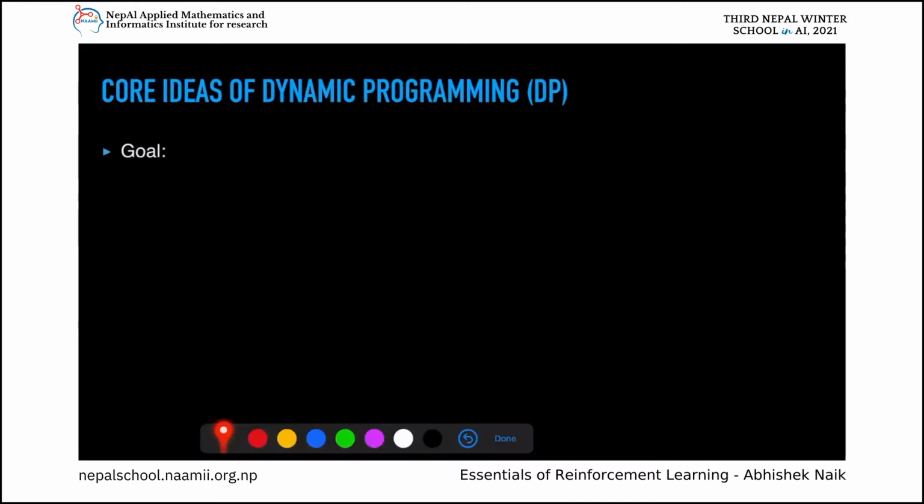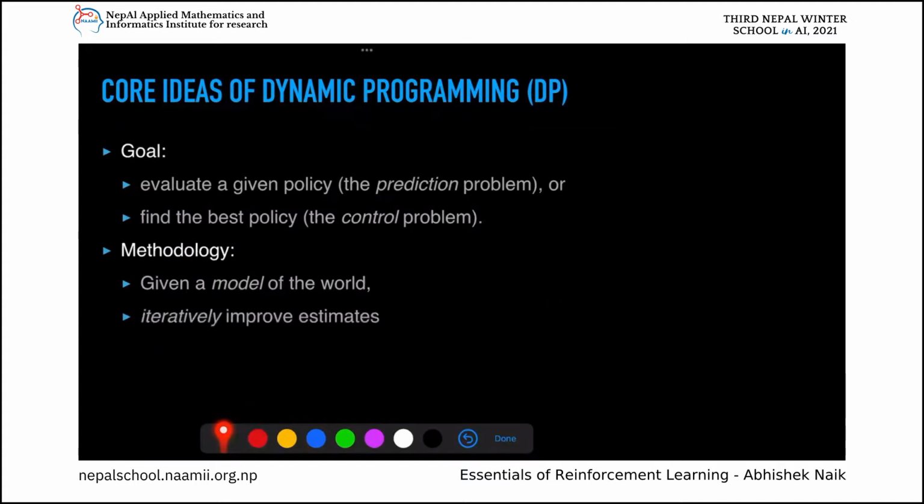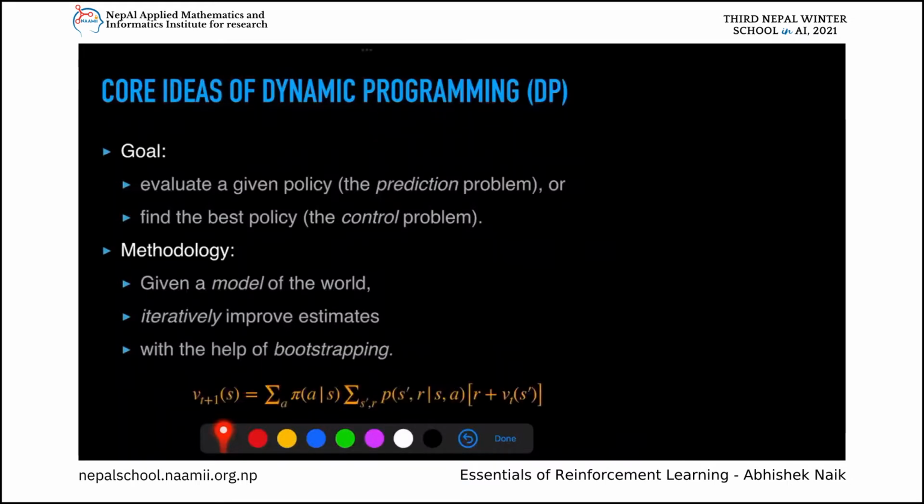Okay, so what did we look at so far? The goal was to evaluate a given policy, which John mentioned as the prediction problem, or find the best policy, which is the control problem, right? And the methodology that we used was given a model of the world. Now look at these words carefully, right? Given a model of the world, iteratively improve estimates with the help of bootstrapping, right? Okay, what do these words mean again?